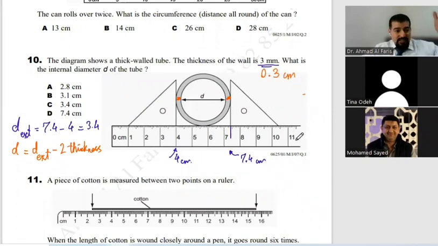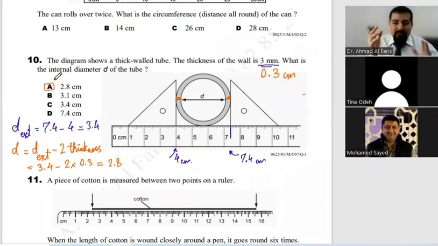I see a lot of answers, but none of them is correct. Only a few of them are correct. So that means it will be 3.4 minus 2 multiplied by what? 0.3. And by using the calculator, the answer will be how much? 2.8 centimeter. And the correct answer will be A. You have to be careful.